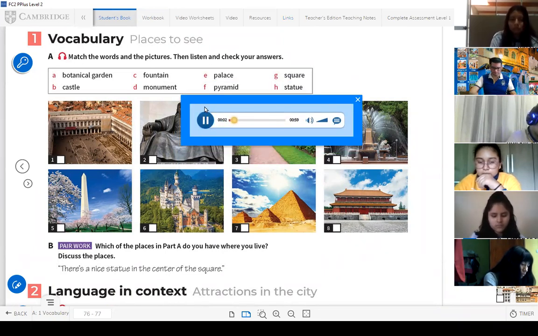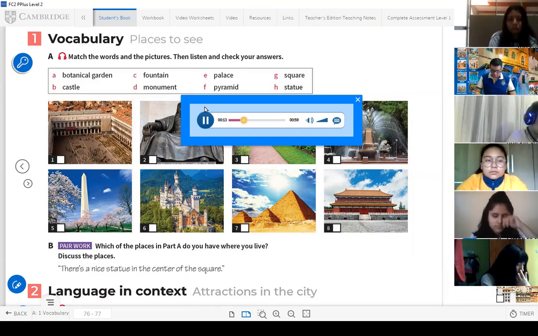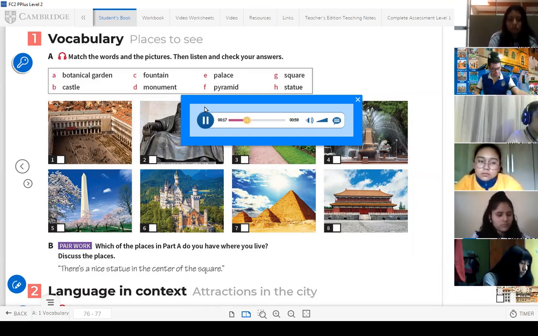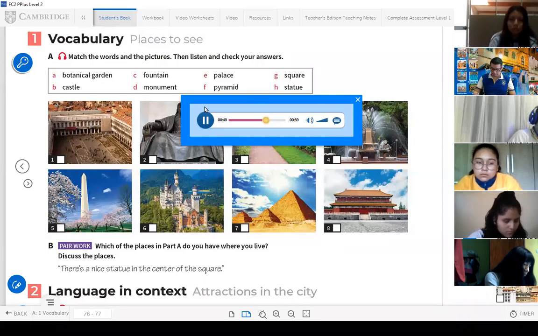Unit 8. Fun in the city. Lesson A. You shouldn't miss it. Page 76. Exercise 1. Vocabulary. Places to see. 1. G. Square. 2. H. Statue. 3. A. Botanical garden. 4. C. Fountain. 5. D. Monument. 6. B. Castle. 7. F. Pyramid. 8. E. Palace.